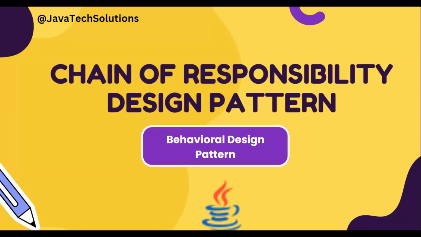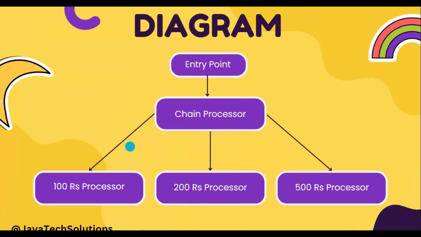So let's check the architecture of this program. It will look something like this. First, we go to the entry point, where we need to give some input, and the main class will be here. Then there will be a chain processor.